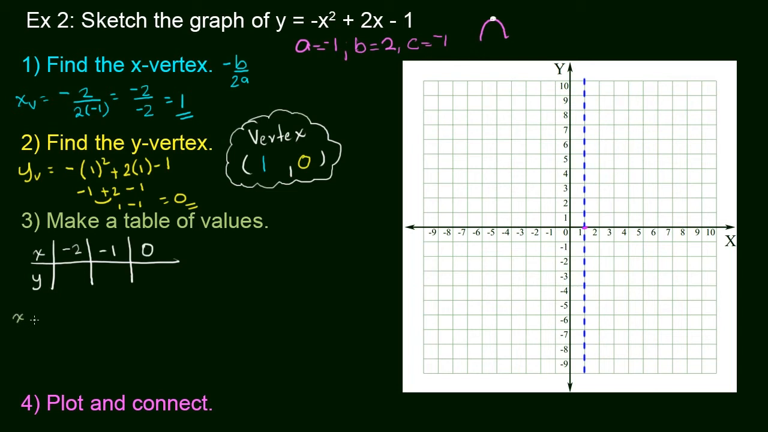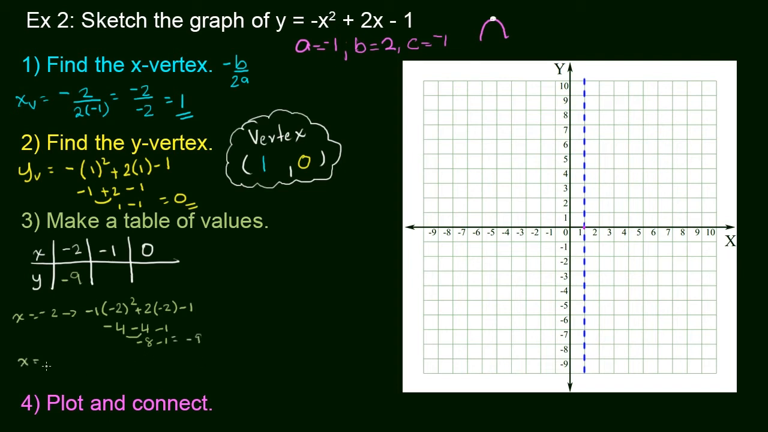So for x equals negative 2, I'm going to take negative 2, plug it into my original equation. And don't forget that this is a negative over here. So I'm actually going to write it as negative 1 times negative 2 squared plus 2 times negative 2 minus 1. Negative 2 squared is 4. 4 times negative 1 is negative 4. Positive 2 times negative 2 is negative 4 minus 1. Negative 4 minus 4 is negative 8. Minus 1 gives me negative 9.